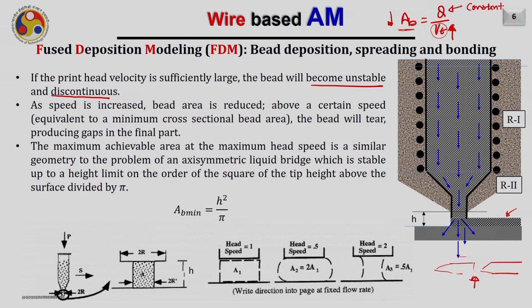So the maximum achievable area at the maximum head speed Vt is a similar geometry to a problem of an axisymmetric liquid bridge, which is stable up to a height limit on the order of the square of the tip height above the surface divided by pi. So if the distance between the die opening and the substrate is high, which I usually call the standoff distance, if this height is h, then the minimum possible area of the bead can be given as h square by pi.